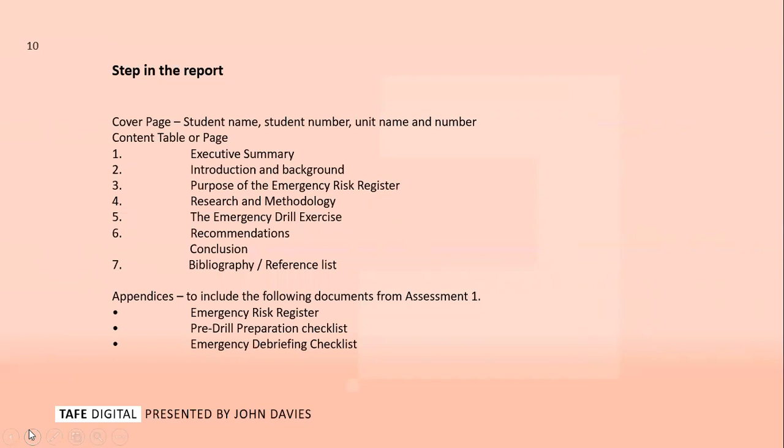Here we need to prepare our report by having a cover page with student name, student number, unit name and unit number. A table or page of contents with page numbers is required. An executive summary which explains the purpose of the report, what the report is trying to achieve as far as compliance with health and safety legislation within your state.